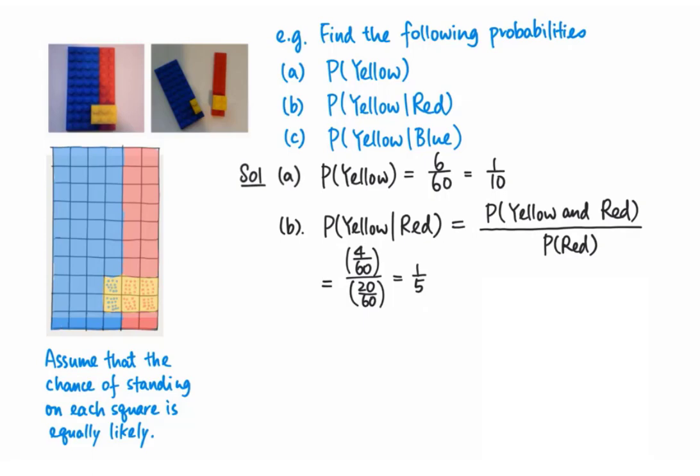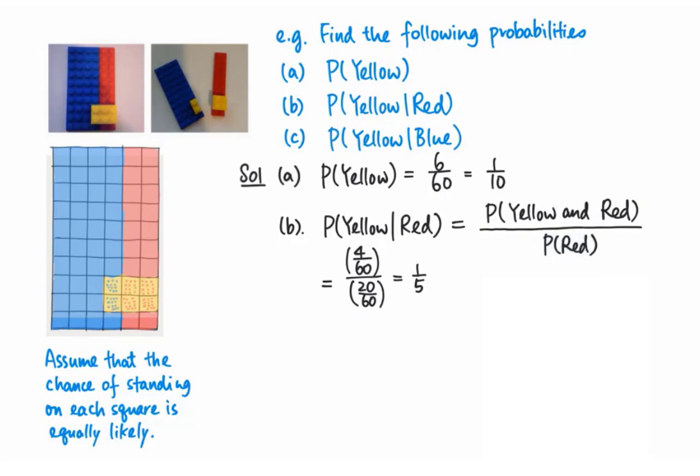Part B, we want to find the probability that the square has yellow color on it, given that the square has red color on it. So we have already got the additional information that the square we pick has red color on it. According to our definition of the conditional probability, the probability of yellow given red is equal to the probability of the intersection of yellow and red, that is, the probability of yellow and red, divided by the probability that the square has red color on it.